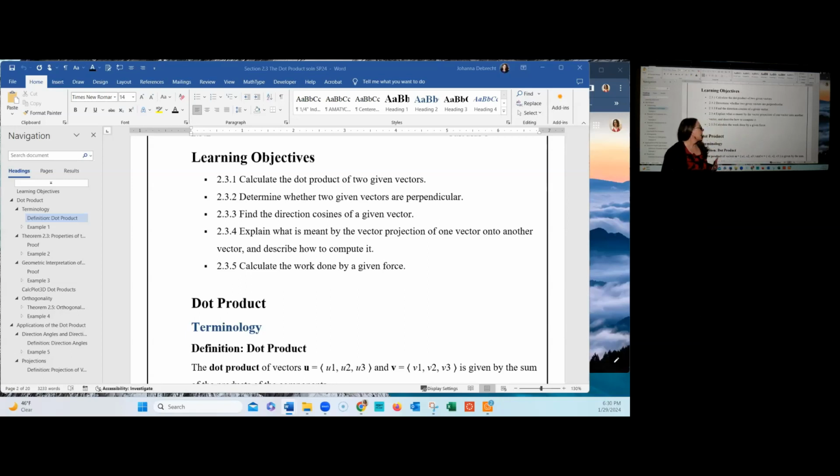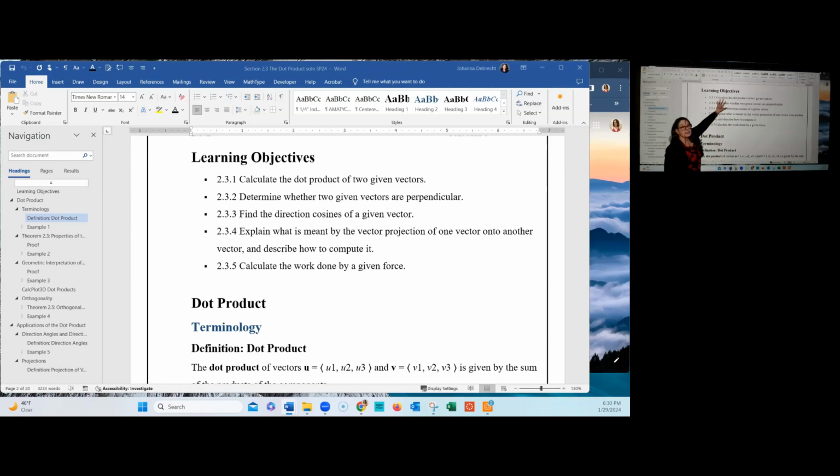Okay, so don't forget, if you're using the Word version of the file, you can click up at the top and ask it to open the navigation pane so that you can see the topics we're going to cover on the left. Or if you're using the PDF file, open the bookmarks and you'll see the same information.